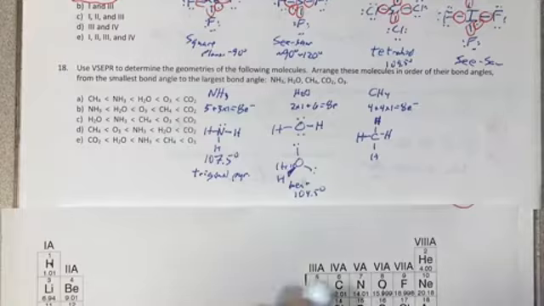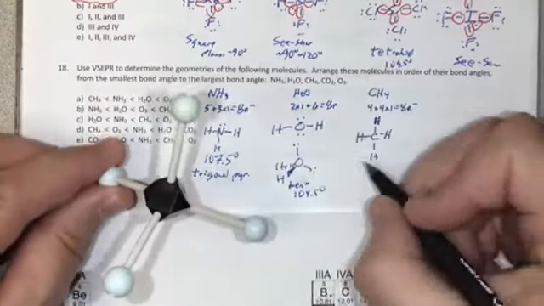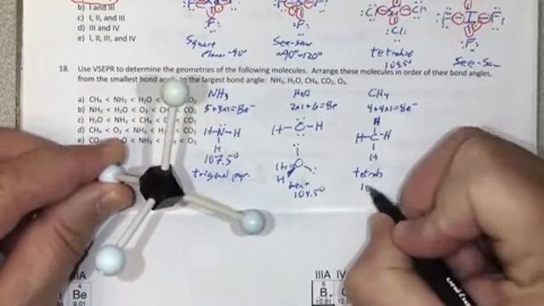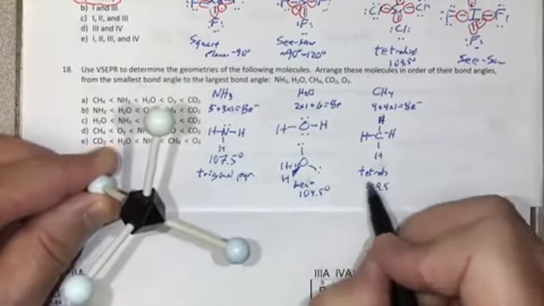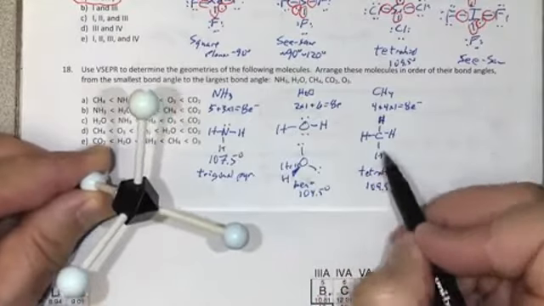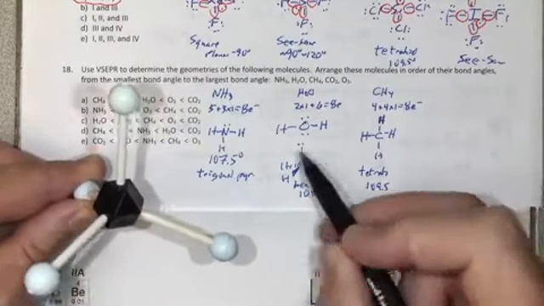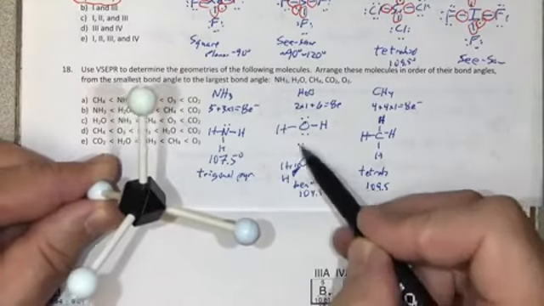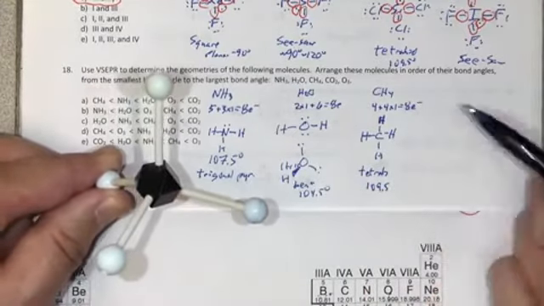So here's the tetrahedral geometry for methane. This is tetrahedral, and what is the tetrahedral bond angle? It's 109.5. So these three are close, but CH4 is right at 109.5. Ammonia is a little less because it's got 1 lone pair. Water is a little less than that because it's got 2 lone pairs of electrons.